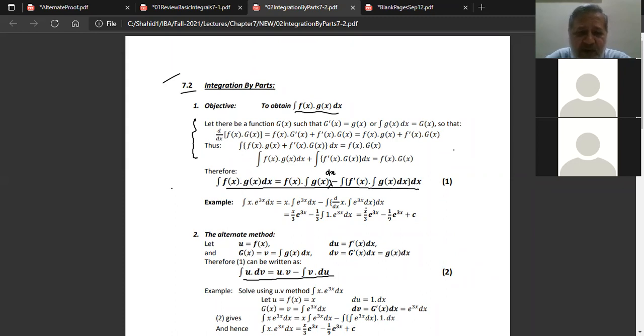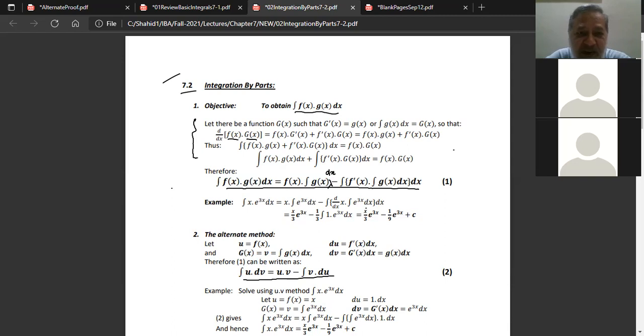To develop the formula for integration by parts, we consider another function, capital G, such that if I take the derivative of capital G, that results into small g. When the derivative of capital G is small g, that means the integral of small g is capital G. That means I can write down the derivative of the product of small f and capital G.